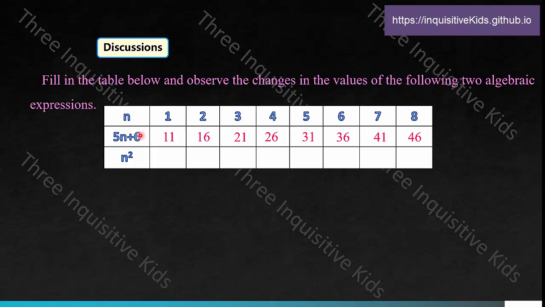This is the pattern, 5n plus 6, and over here are the n values. Take a moment to pause the video and look at the pattern that was displayed over here. Alright, and the second machine is n squared. These are the n values, so that's 1 squared, 2 squared, 3 squared, 4 squared, 5 squared, 6 squared, 7 squared, 8 squared.